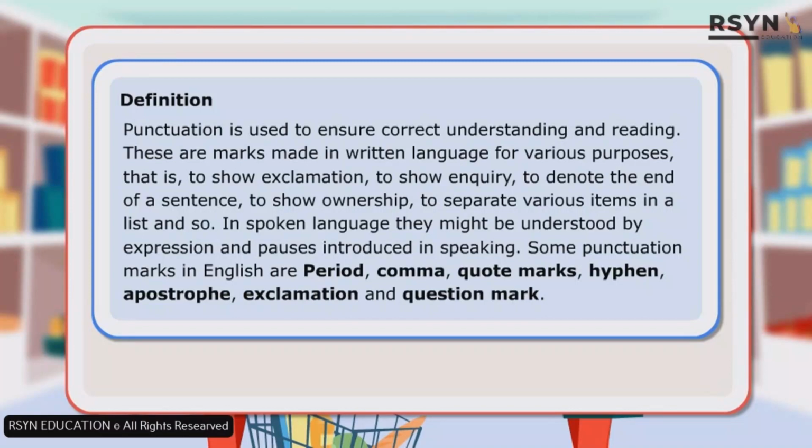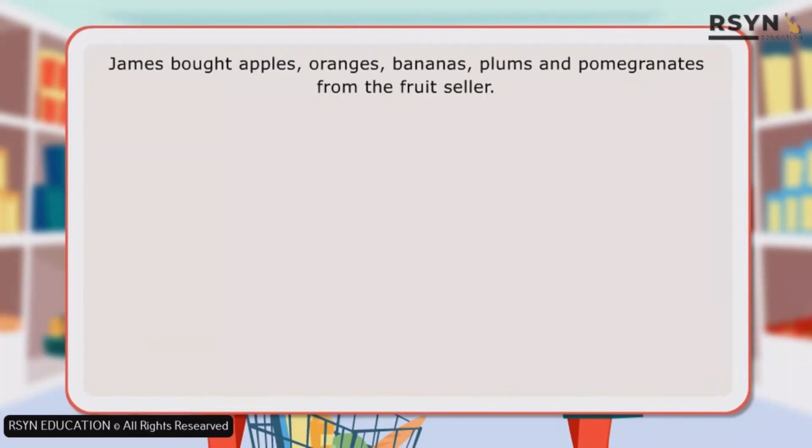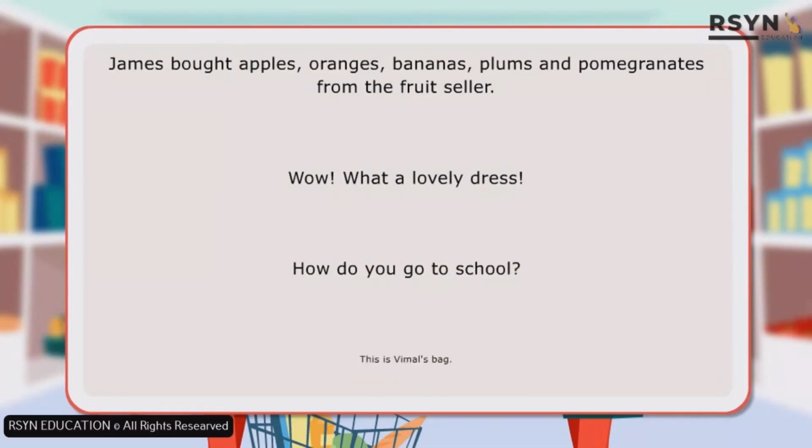Let us look at a few sentences. James bought apples, oranges, bananas, plums, and pomegranates from the fruit seller. Wow, what a lovely dress! How do you go to school? This is Vimal's bag.